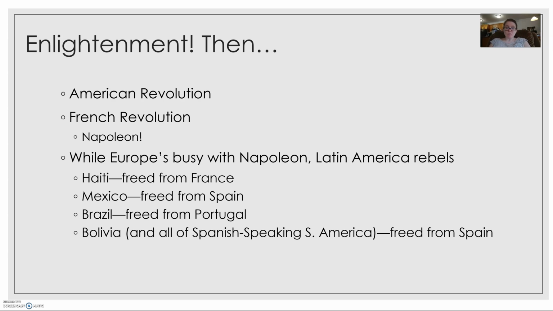Haiti frees itself from France, Mexico from Spain, Brazil from Portugal, and all of Spanish-speaking South America under Simón Bolívar also gets freed from Spain. Despite the fact that they were owned by a bunch of different European powers, they all take inspiration from these same Enlightenment thinkers and this same idea of, well, the Americans can do it, the French can do it, we can do it too, and they totally succeed.